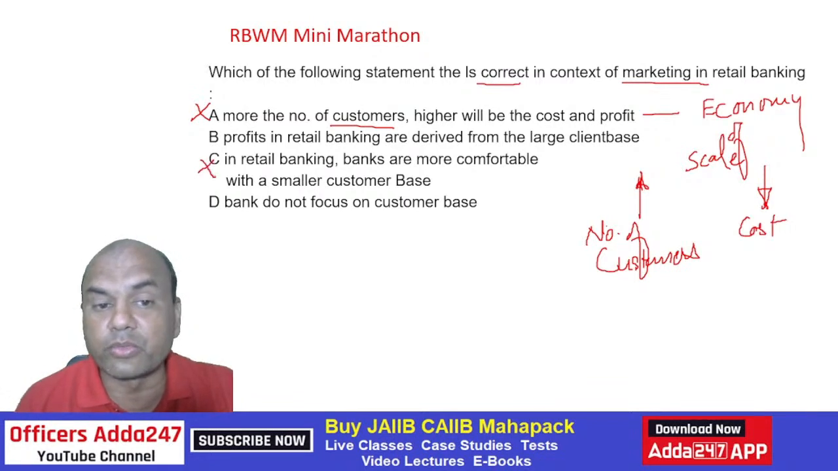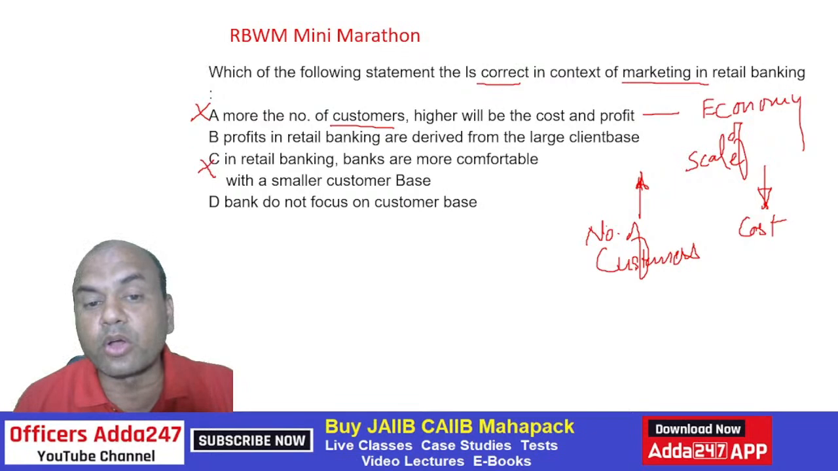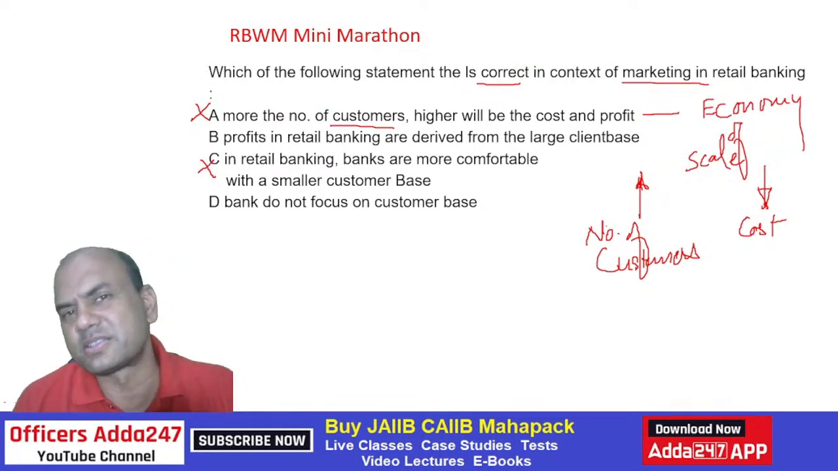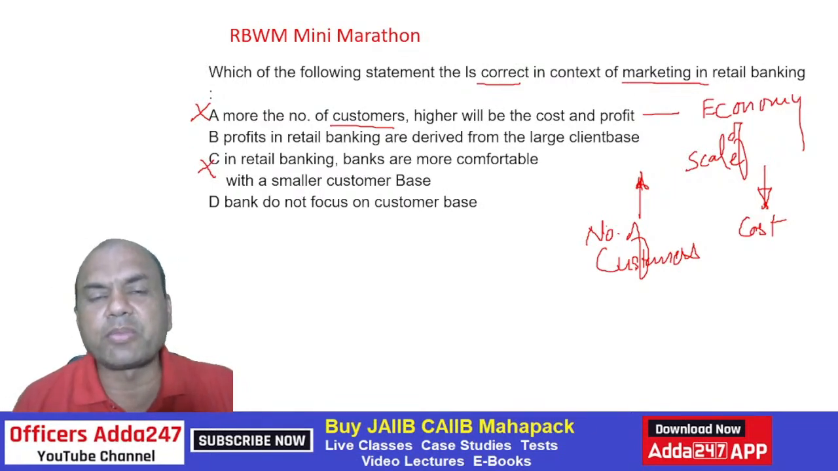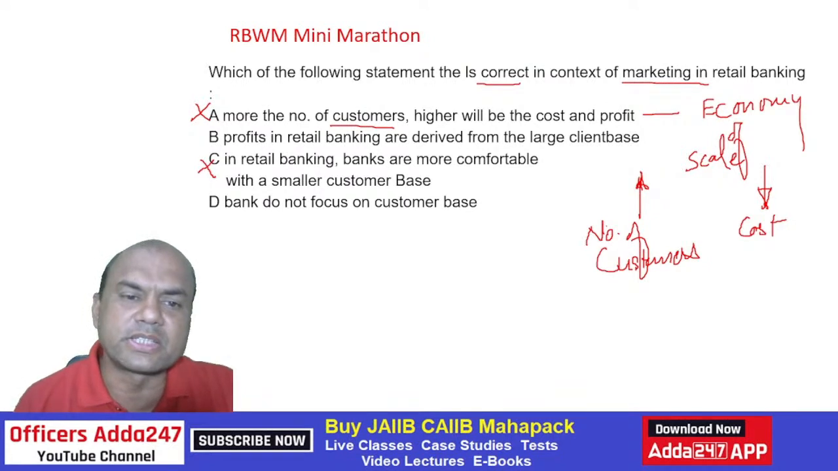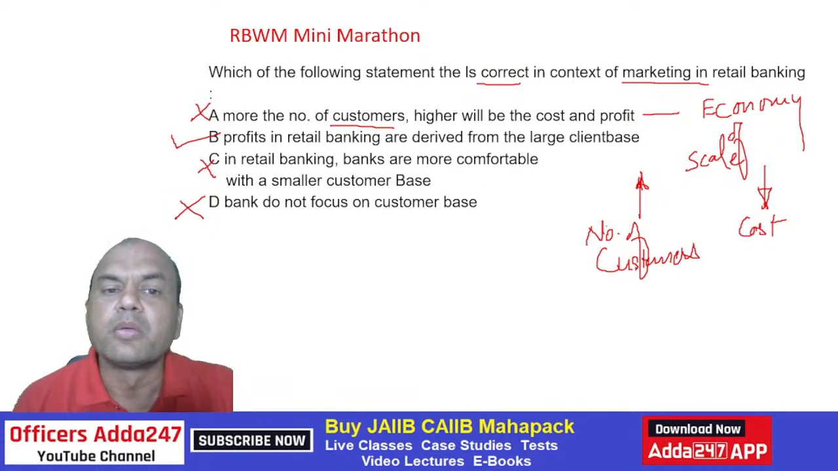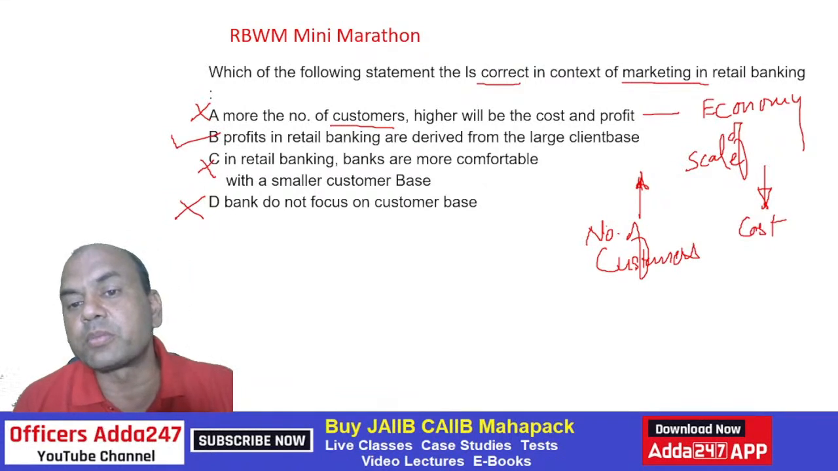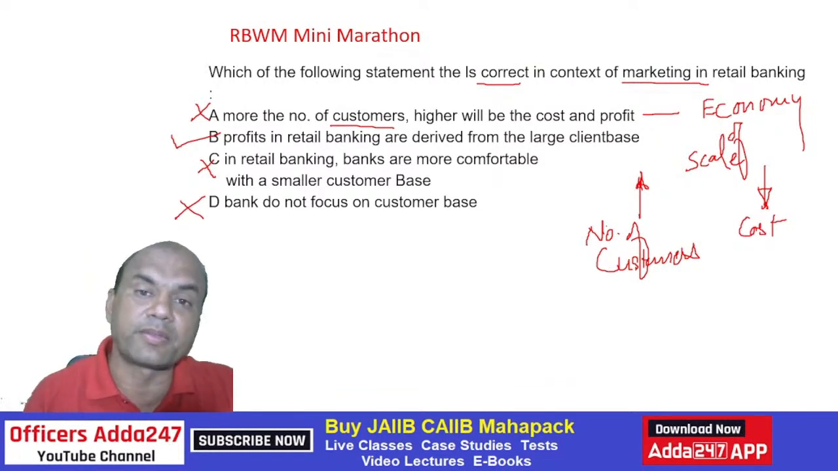B seems to be true. But what about D? Banks do not focus on customer base. This is a requirement of each and every bank nowadays, isn't it? So this is obviously out. So the answer is B only. Profits in retail banking are derived from the large customer base. So that is the basic advantage of retail banking.